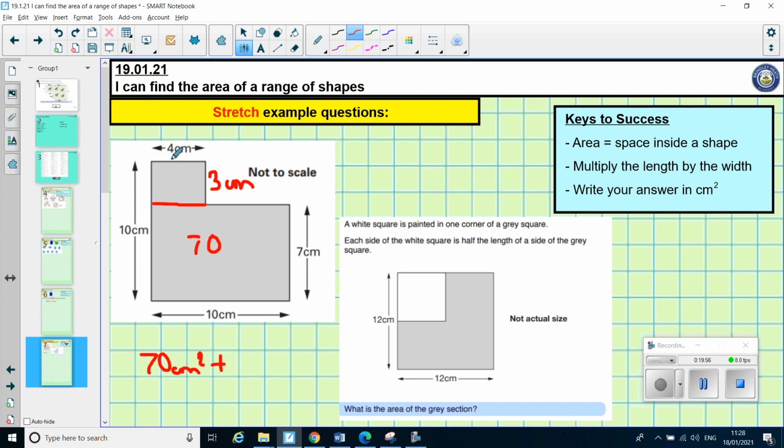So to work out the area of this small rectangle, I'm just going to do 4 times 3, which gives me the answer 12. So altogether then, the area of this shape is 70 centimetres squared add 12 centimetres squared, which equals 82 centimetres squared.